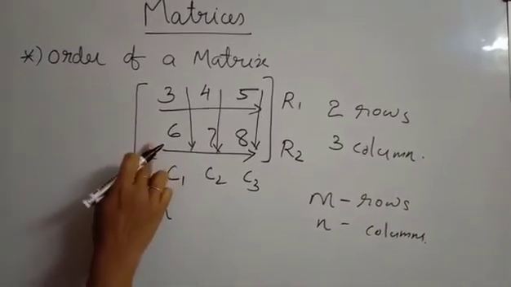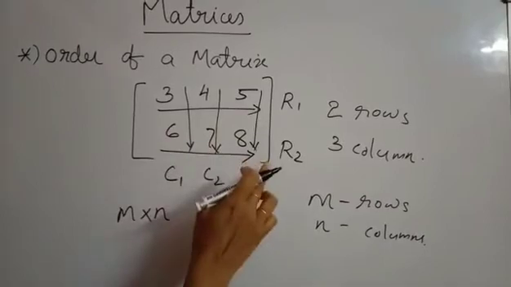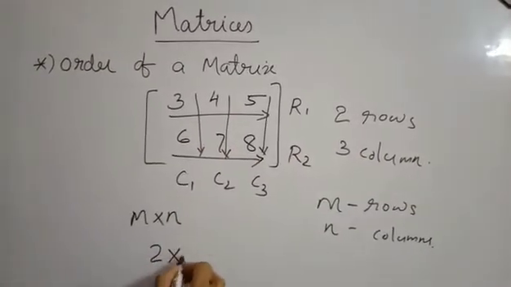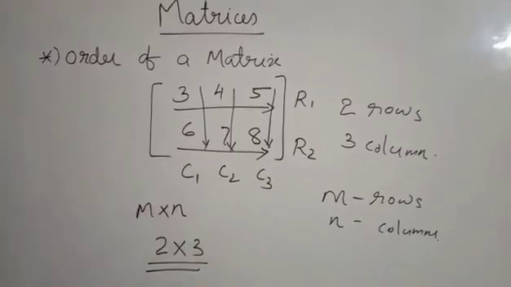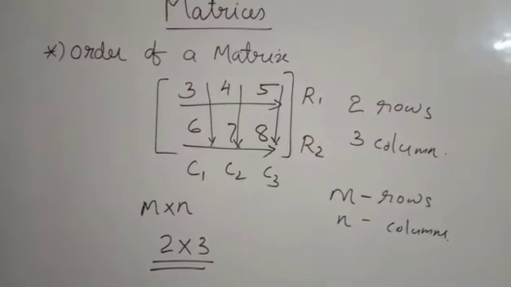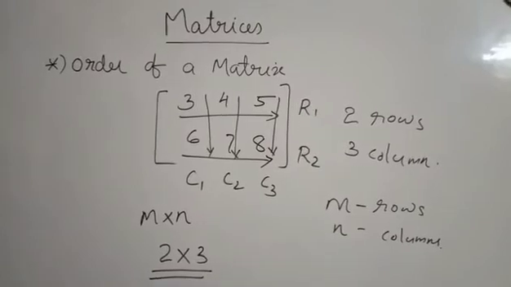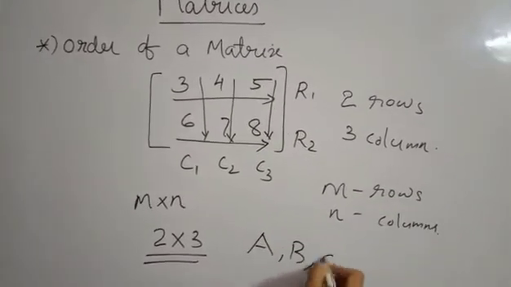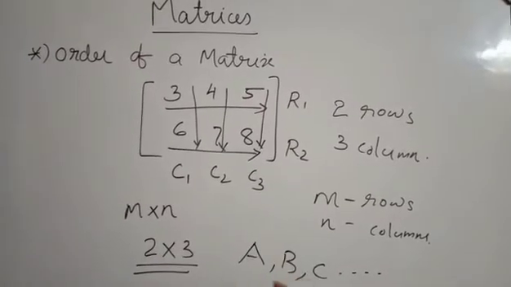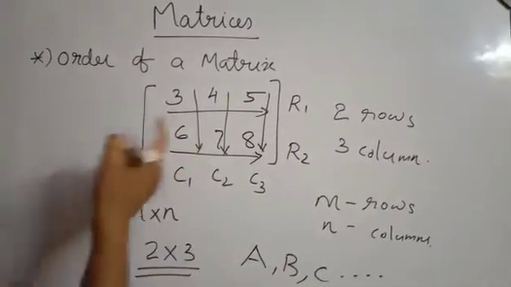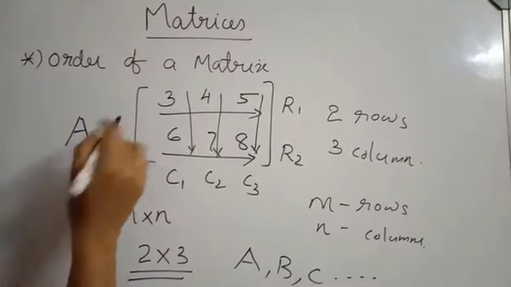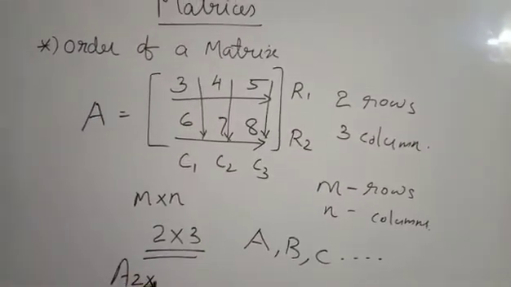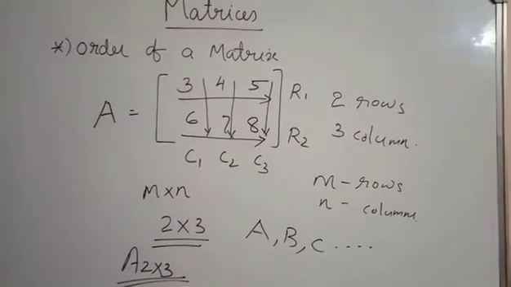So for this case, what's the order of this matrix? That is 2 by 3, because it has 2 rows and 3 columns. Usually we represent a matrix using capital letters, so we can use capital letters A, B, C, etc. If this matrix is matrix A, we can say that the matrix is A with the order 2 by 3. This is how we represent a matrix.